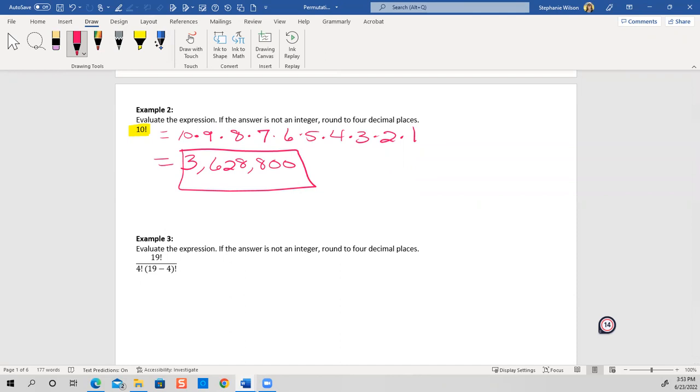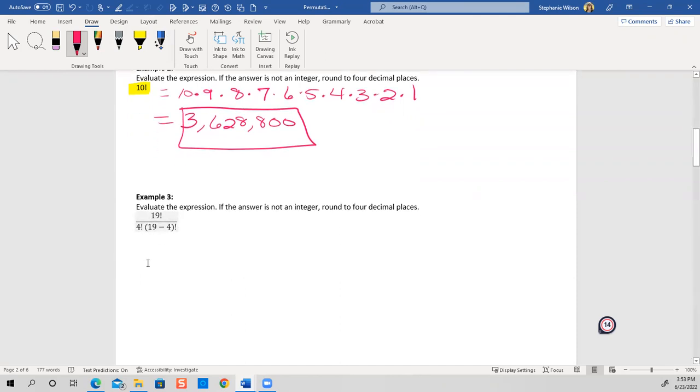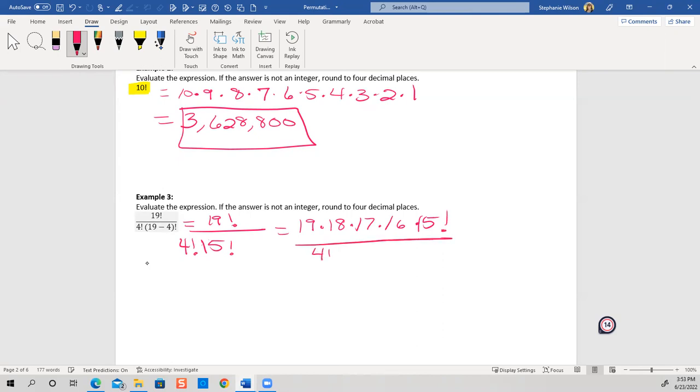Now, example 3, we got a little bit more going on here. As you notice, the numerator has a 19 factorial in it over 4 factorial. 19 minus 4 is 15 factorial. So since I see I have a 15 factorial, I can break down this 19 to 19 times 18 times 17 times 16 times that 15 factorial. And the 15 factorials reduce.